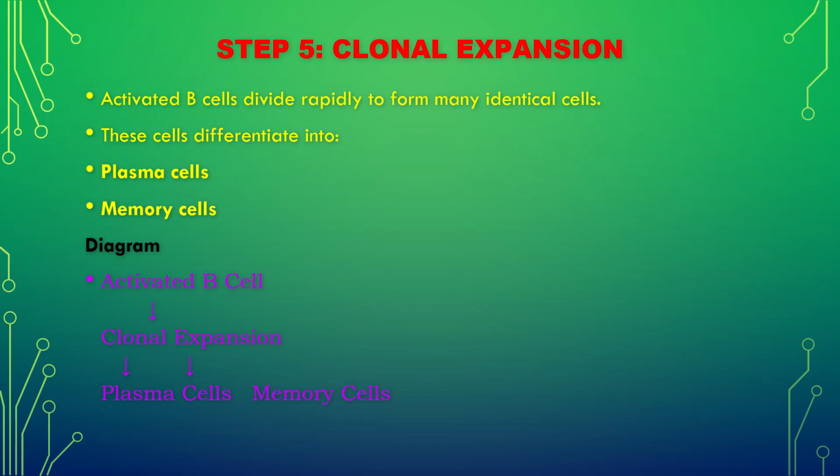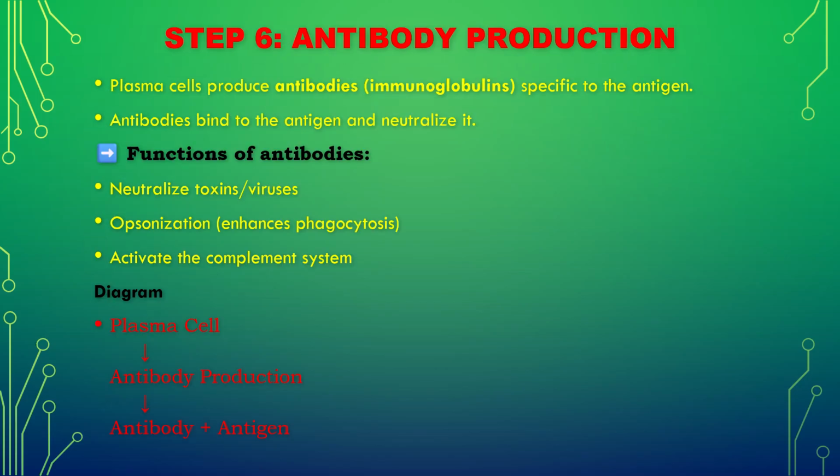Step 5. Clonal expansion. The activated B cells divide rapidly to form many identical cells. These cells differentiate into two types of cells: plasma cells and memory cells. The memory cells are stored in the body and become active when the same type of antigen enters the body for the second time, and they recognize and eliminate the antigen.